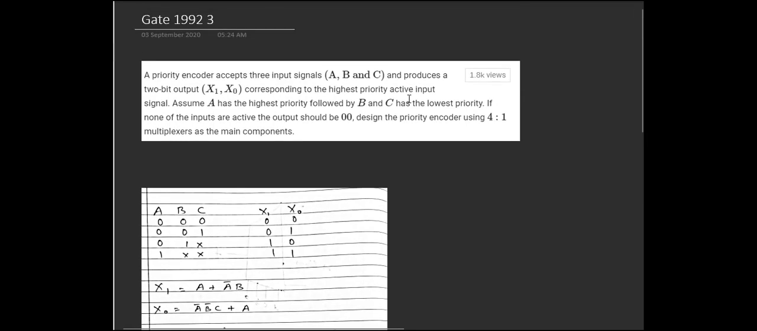Now we are writing for x0. x0 is 1 for this case and this case. So A bar B bar C, plus, in this case, when it is A. So in both the cases we have got A. An interesting observation. So now we have to construct a 4:1 multiplexer to get the output. So x0 and x1 should be derived from a multiplexer.